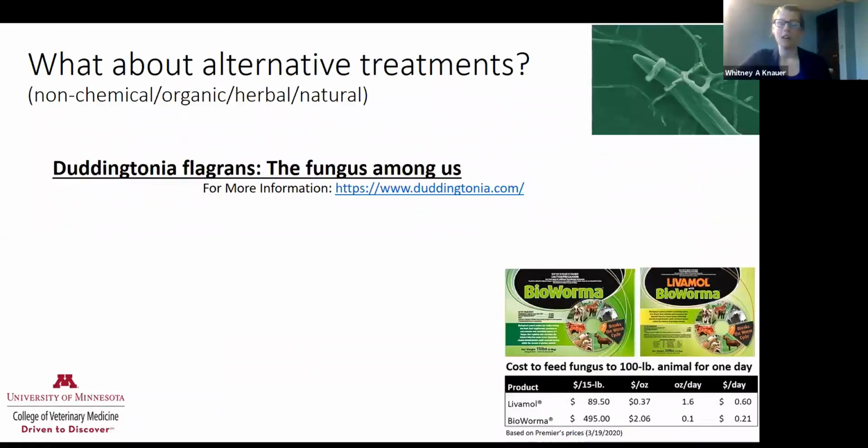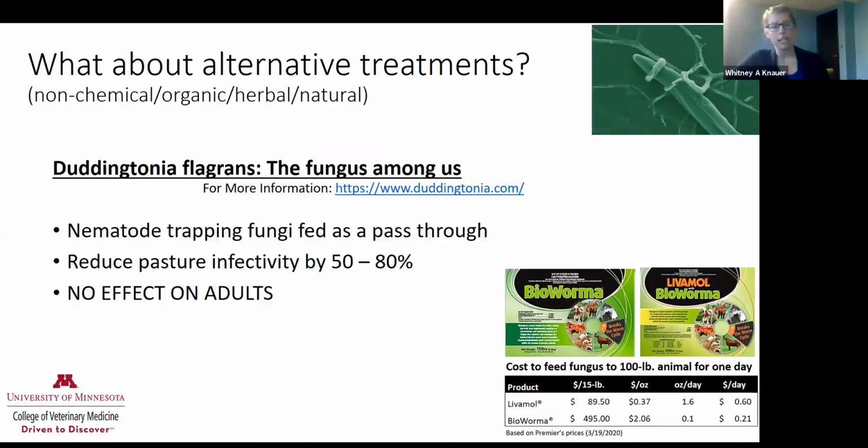Another, and this is so cool, is a nematode trapping fungus. So Duddingtonia flagrans, or the fungus among us, you can go to that website and read all about it. Developed in Australia, but is newly available in the United States. What this does, it has no effect on adults, but it's a pass-through. So you feed it to goat or sheep, and it comes out in the manure.